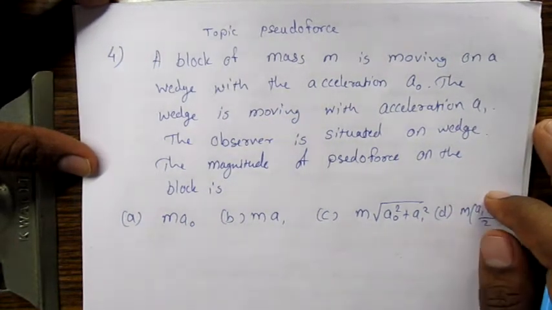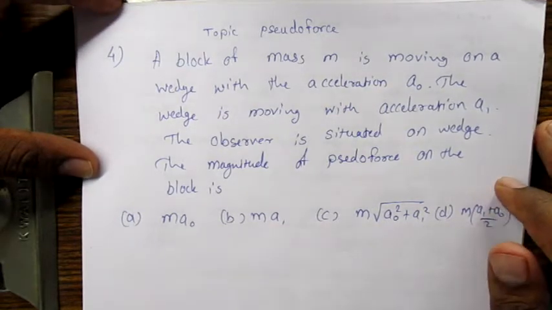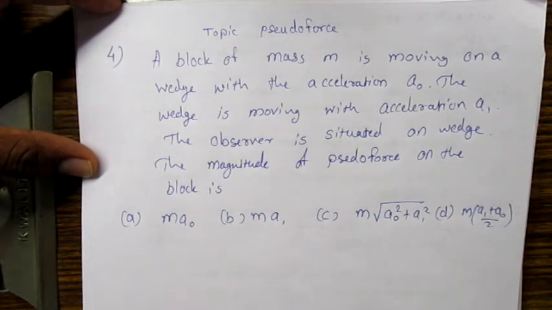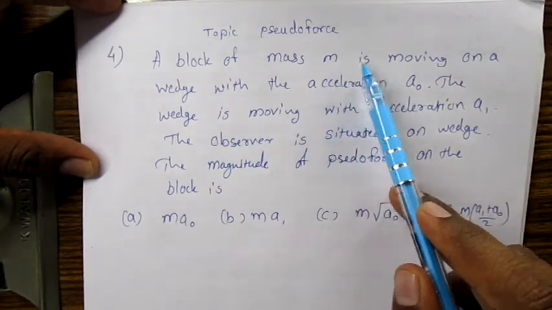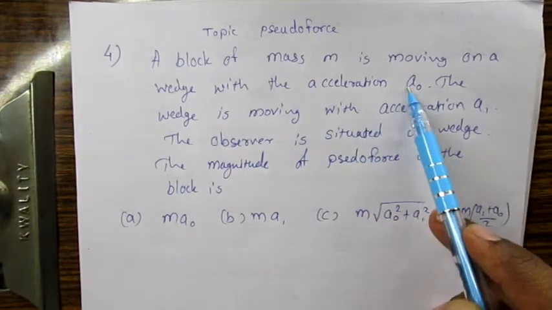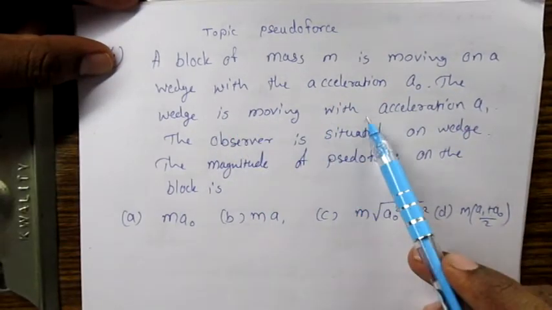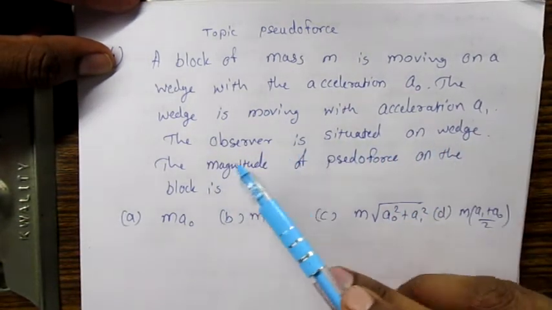Now this question is from the topic pseudo force. Question number 4 in our NEET practice sheet. A block of mass m is moving on a wedge with the acceleration a0. The wedge is moving with acceleration a1. The observer is situated on the wedge.